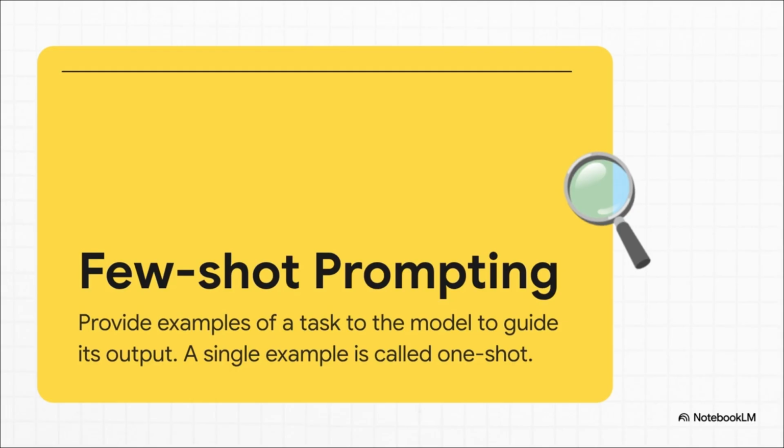But what if you need more control over the output? Well, that's where few-shot prompting comes in. With this, you give the model a couple of examples of what you're looking for. It's like saying, hey, here's what a good answer looks like. Now you try. This helps it lock onto the exact style, tone, and format you need. It's all about showing, not just telling.